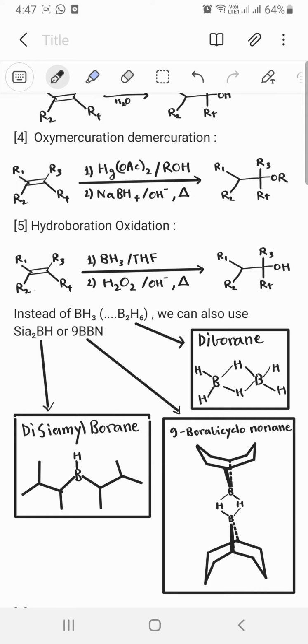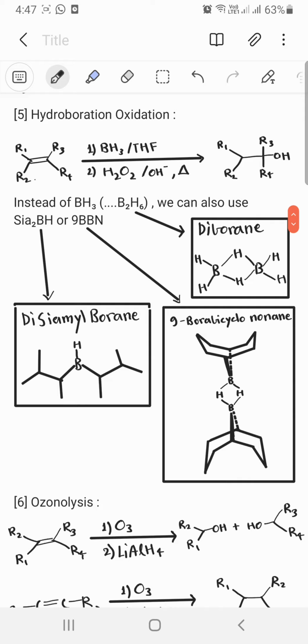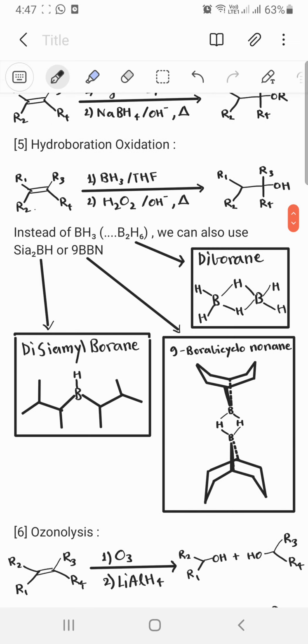BH3, yes, that will hydroborate that with THF as the solvent. H2O2, OH minus, right? That's nice. Instead of BH3, which exists as B2H6, we can also use Sia2BH or 9-BBN. So these names are weird. B2H6, we know it's just diborane. It's used frequently for hydroboration.